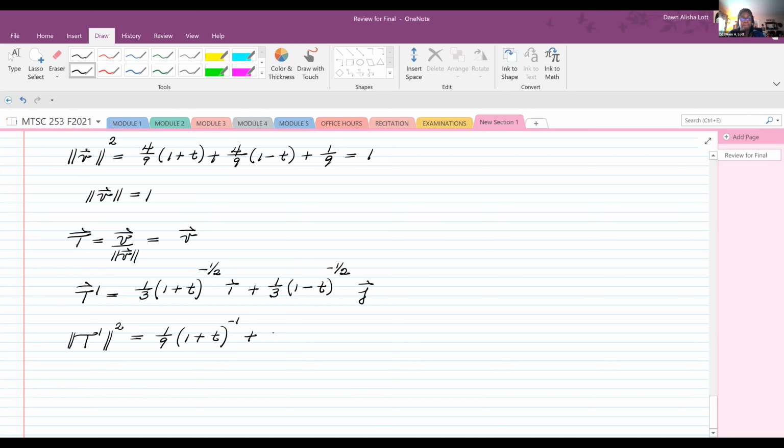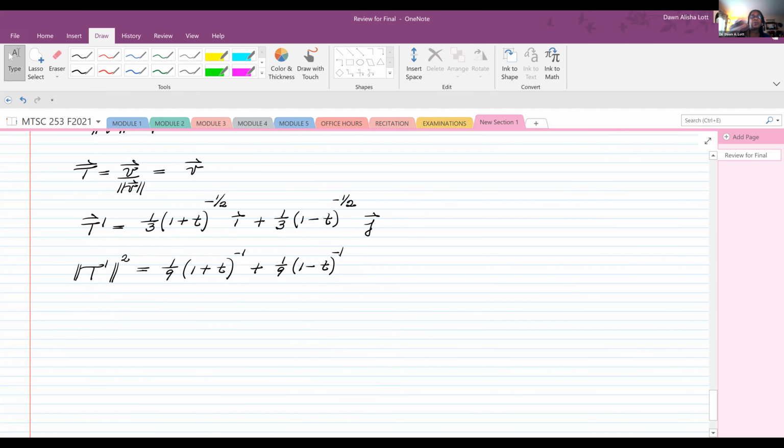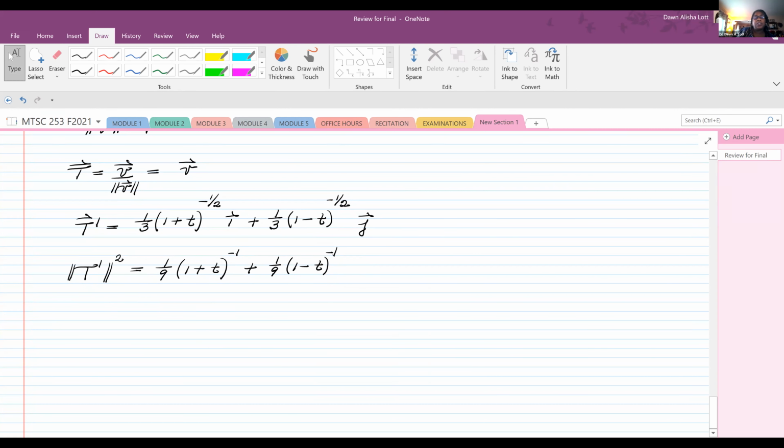So yeah. And then it's 1/9 again. And then 1 minus t to the -1. Okay, so you need to simplify that before you take the square root of it. So how would you simplify that? You can pull the 1/9 out, right? Yeah, you could put the 1 over. So wouldn't it be 1/1 plus t? Yep. And then 1/1 minus t.